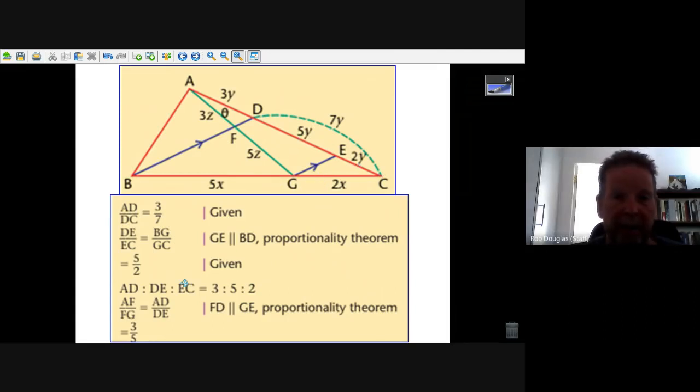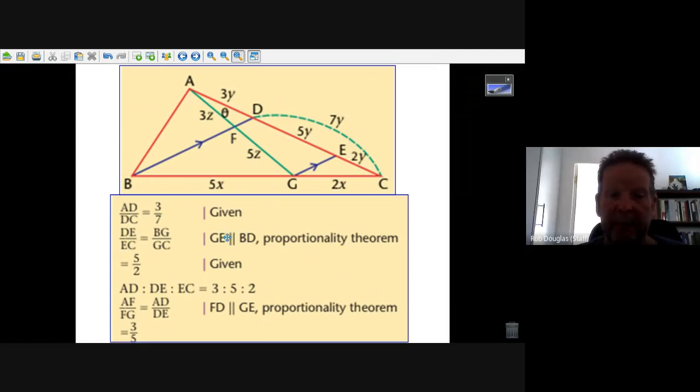Okay, there's that part. Then the ratio of all of these things, AD, DE, and EC, must be 3 to 5 to 2. Well, that's true. And if that's true, then AF over FG, because we know this is 3 and 5, has got to be 3 to 5. So that's your final answer. And why? Because of the proportionality theorem.